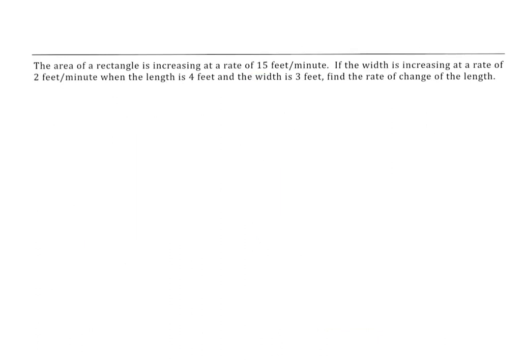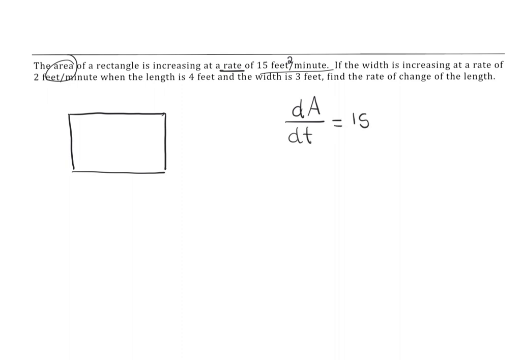All right, second example. It says area of a rectangle. So before I read anything else, I'm just going to draw a rectangle. Rectangle, pretty basic, but I'm still going to draw it. Okay, so the area of a rectangle is increasing at a rate of 15 feet per minute. And I think that would be because we're dealing with area, feet squared per minute. So that is a rate. I'm going to write it off to the side: the rate of the area with respect to time, dA/dt, is 15 feet squared per minute.